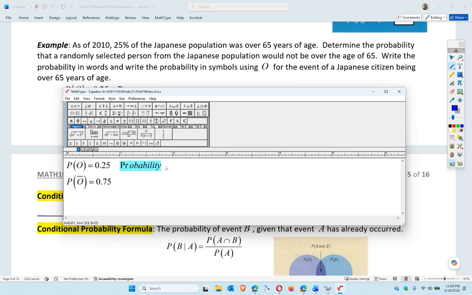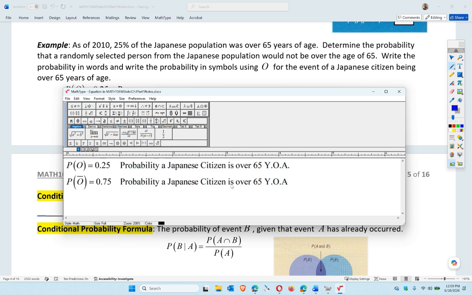So let's go to text here, style text. Probability a Japanese citizen is over 65 years of age, right? So you might want to do this and just copy it, right? And just go to here and paste it, right? And put is not over 65 years of age. And that would be incorrect. Because what about the 65-year-olds? They're not in there, and they're not in there, correct? Is 65 years of age or younger.